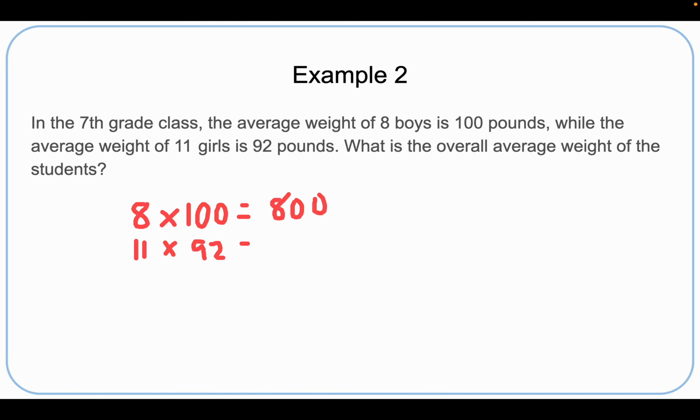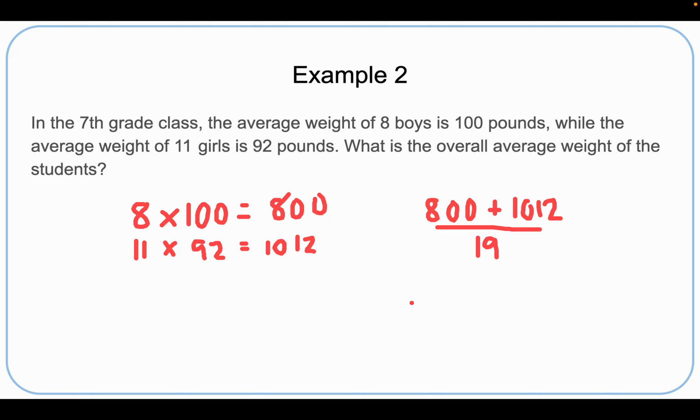Again, we don't need to know the individual weights of each person. We know the average, we know how many people there are, so we can figure out the average of the entire class. 11 times 92, and it's okay if we use a calculator on this, it's 1,012. And then to find the average of the class, you would add 800 plus 1,012 and then divide by how many students we have. So 8 plus 11 is 19.